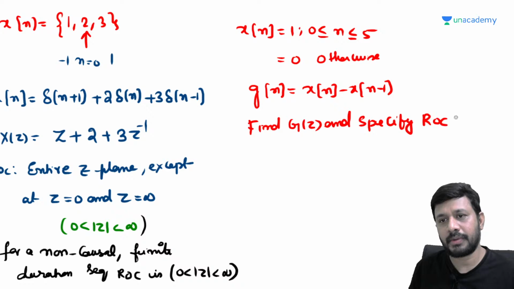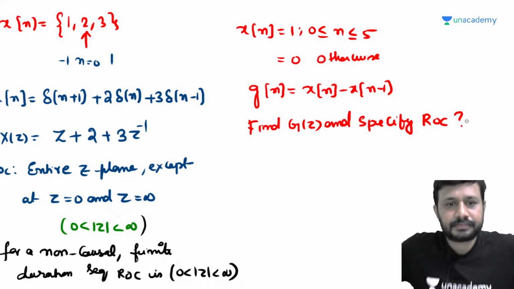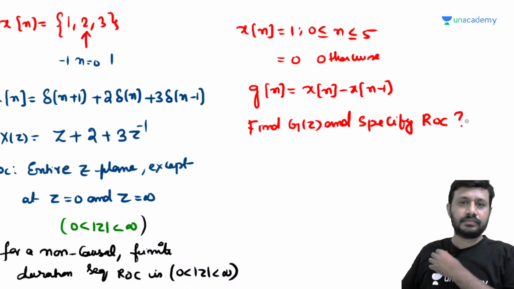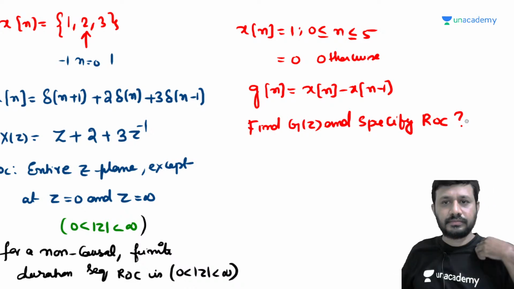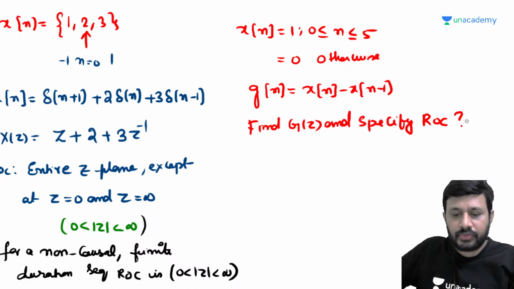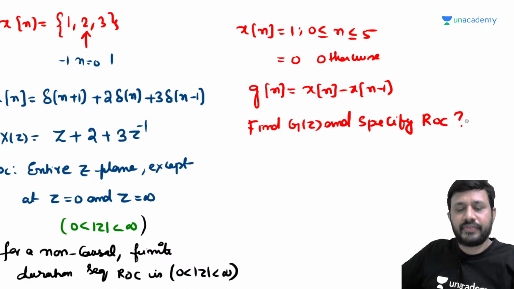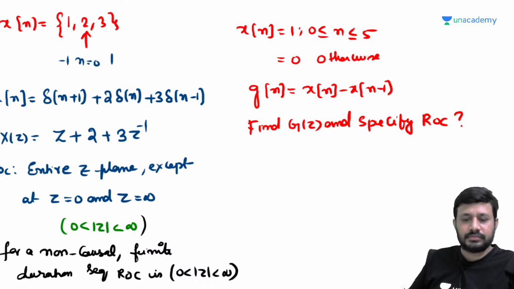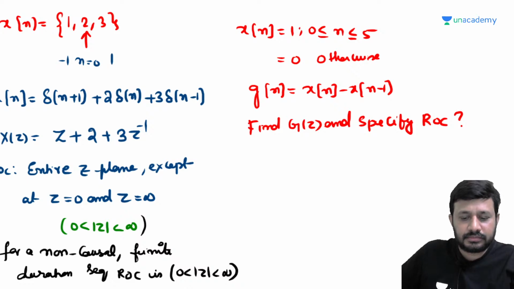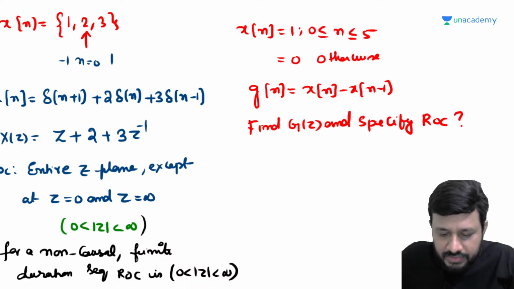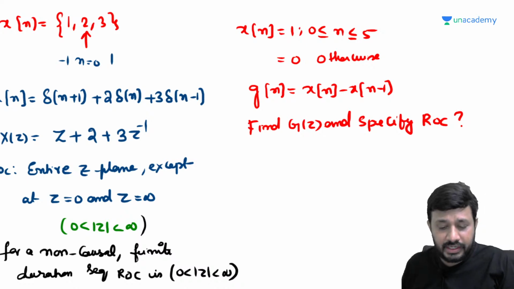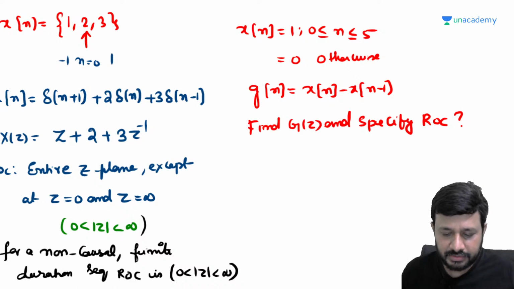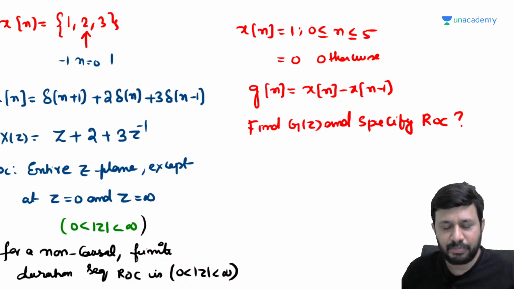Come on, try to solve this one. Find g of z and specify the ROC. Pranay has given some answer. I want the ROC. Okay, anyway you can calculate this Z transform, Pranay, but tell me the ROC. I want in a polished way.